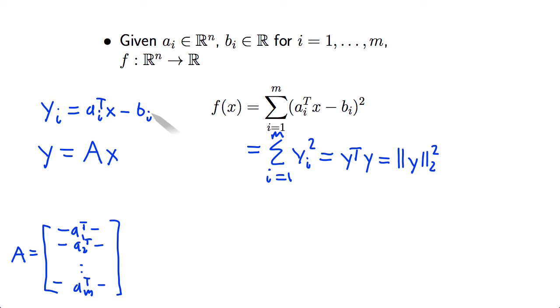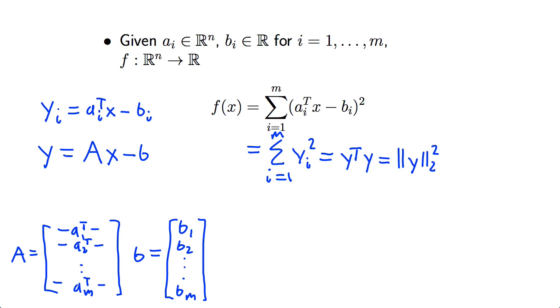To get this other element b_i, well, now we just define a vector b very simply here. b will just be the vector of all these b_i terms, so b_1, b_2, all the way down to b_m. And if now y equals Ax minus b, then we have exactly what we want here. The ith element of y is equal to a_i transpose x minus b_i.